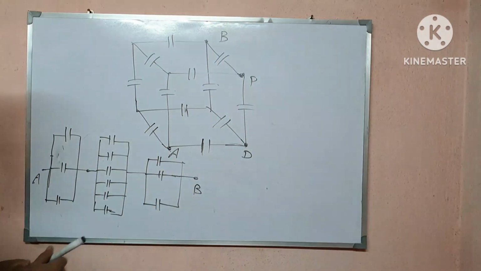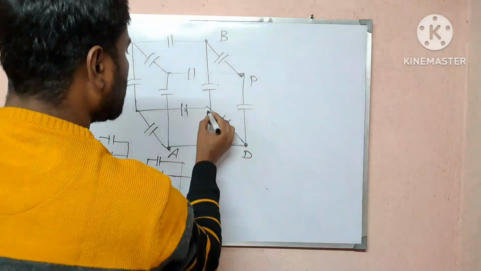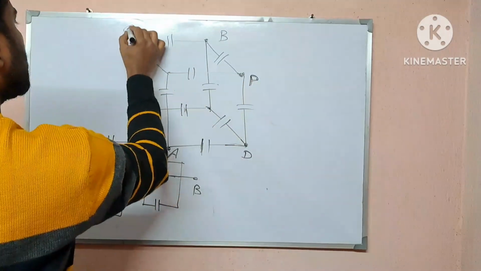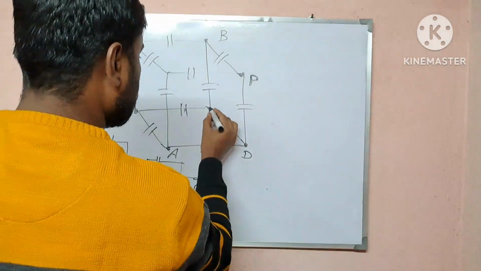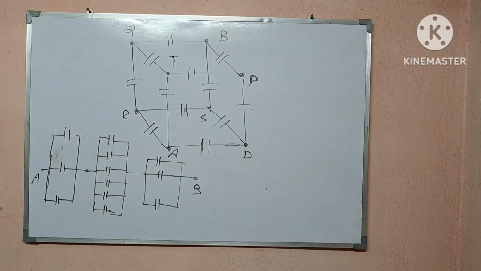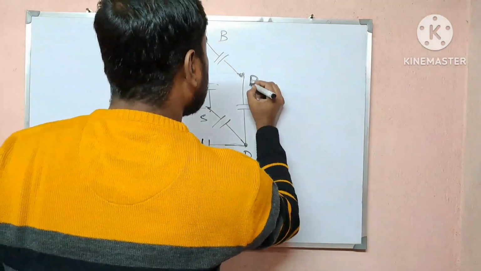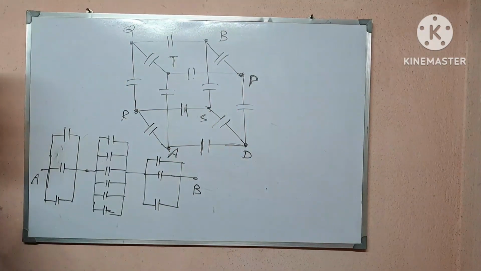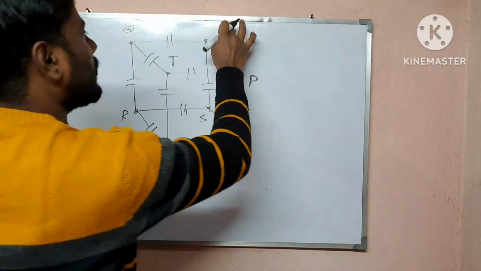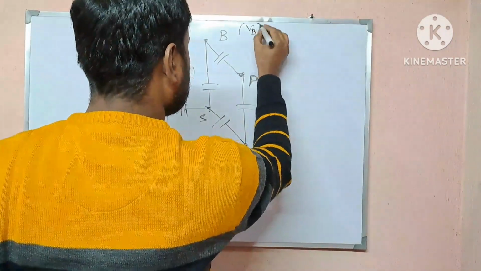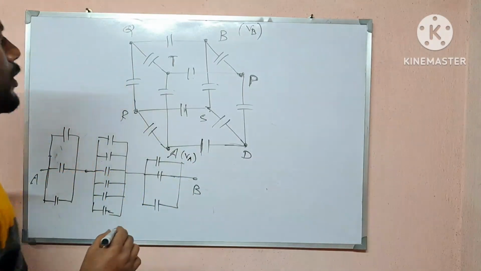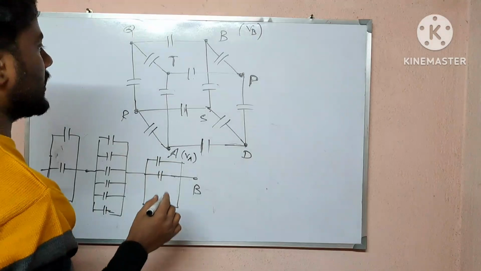So just imagine, let's give their names. B, that one is P, that one is Q, that one is R, that one is S, that one is T. Now just imagine you have to find the equivalent capacitance between the points A and B. Let's say the potential of point B is VB and the potential of point A is VA. Now from point A, 3 capacitors are connected directly.